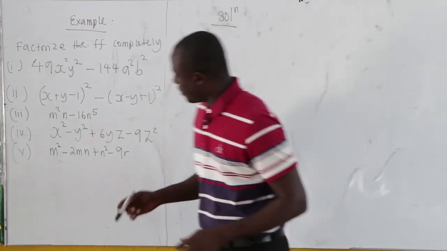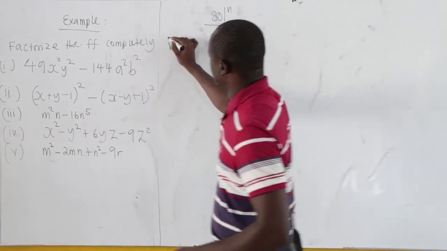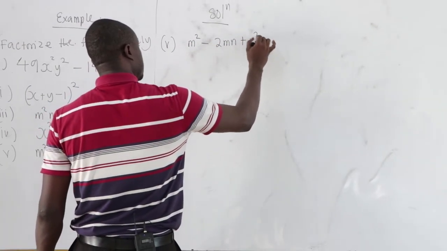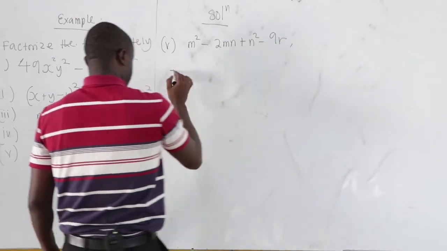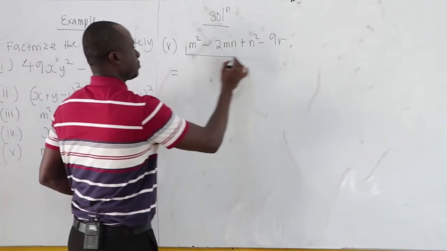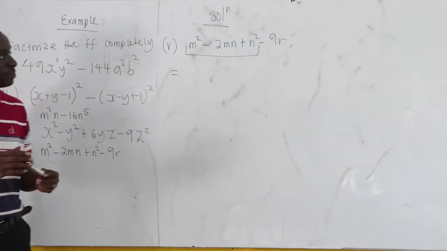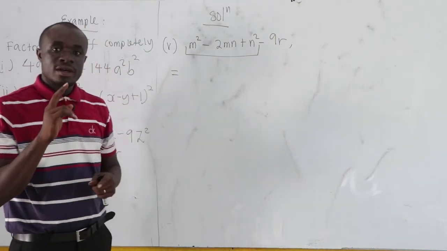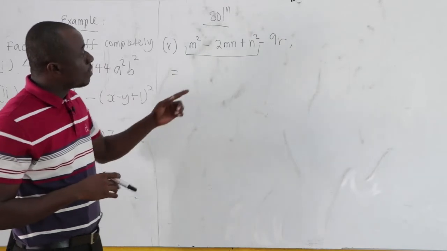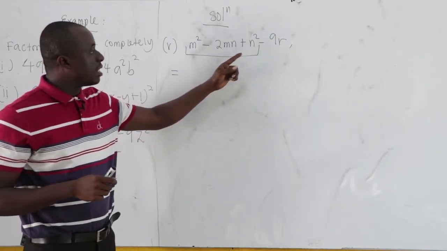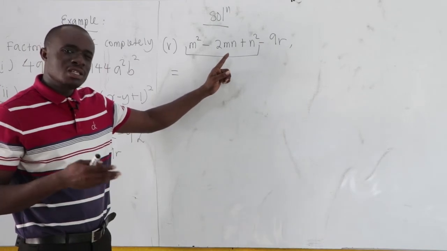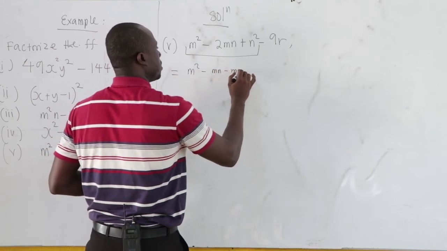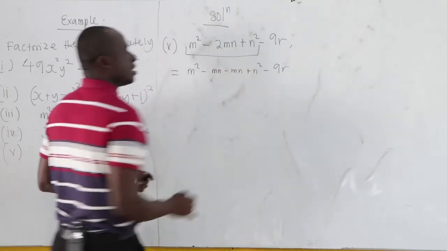Now let's consider the fifth one. So we have m squared minus 2mn plus n squared minus 9r. Now from here all the way to this side is a quadratic expression in two variables. So two numbers that when you multiply we get 1, but when you add we get negative 2mn. So that was negative 1, negative 1. So we have m squared minus mn minus mn plus n squared minus 9r.